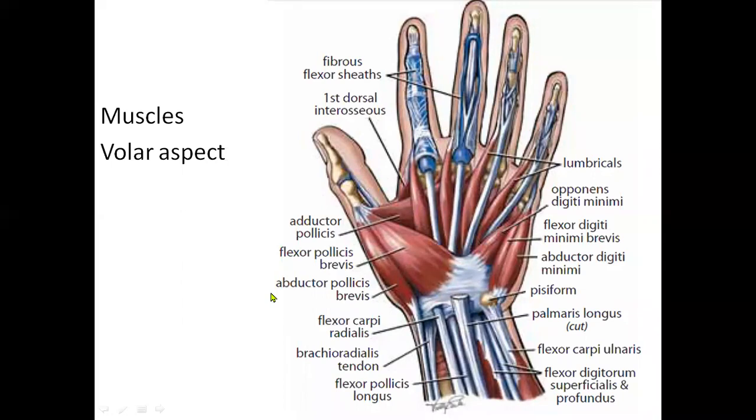Palmaris longus is a small muscle, which in some textbooks is considered as a muscle not fitting into any category of the intrinsic muscles, but in some books and some websites and internet-based textbooks, this palmaris longus has been considered as part of the hypothenar muscles. Otherwise, the other three muscles of the hypothenar group, besides palmaris longus, are the opponens digiti minimi, abductor digiti minimi and the flexor digiti minimi brevis.